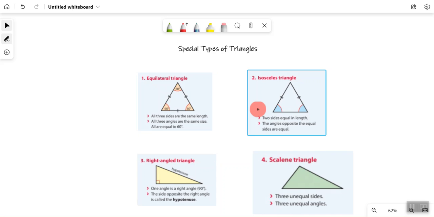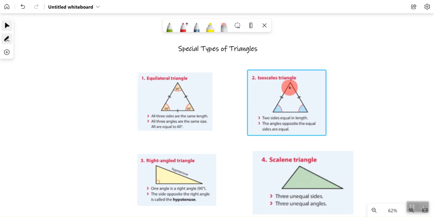Okay, so what does that mean? If we take this side here, this angle here is opposite this side. And likewise, this side here, this angle is opposite this side. So these two lengths are the same size, and then the angles that are opposite them are also the same as each other. So that's what's known as an isosceles triangle. These are the characteristics of it.